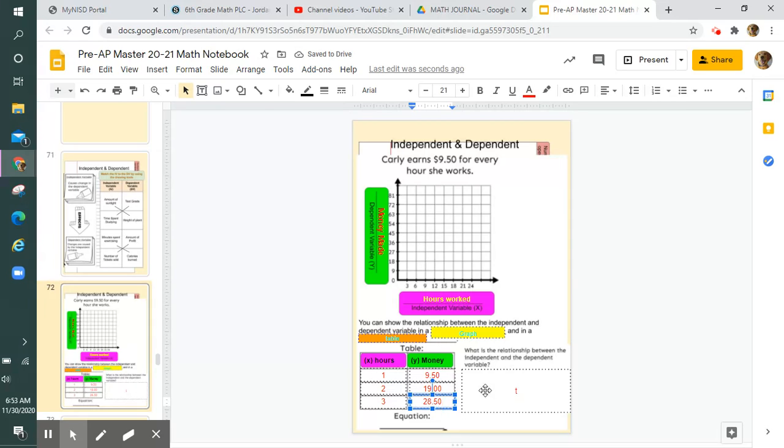Okay. So now it's asking, what is the relationship between the independent and dependent variable? Well, the relationship is that for every hour Carly works, she makes $9.50. So basically all I did was reword what this question was up here. But sometimes you're not going to have this statement up here and you're going to have to do it based on your own table. Okay.